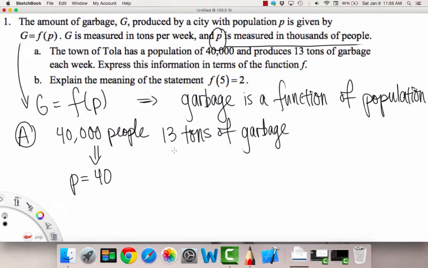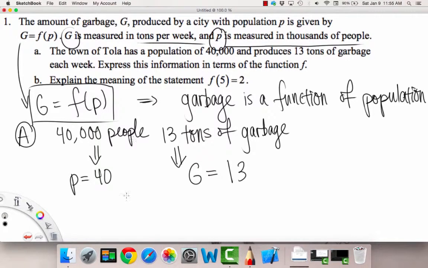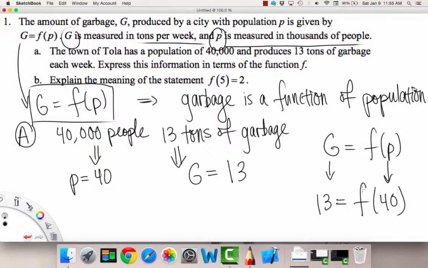Okay, so now let's look at our 13 tons of garbage. How would we represent this with G? That would be G is equal to, since G is measured in tons per week, we have 13 tons of garbage per week, so that just means G is 13. Now all we have to do is stick it into this form here. G is equal to a function of P, and we're just going to plug in 13 here. So we have 13 is equal to F of, and our P was 40. Okay, so 13 is equal to F of 40. Alrighty, and that's pretty much it for part A. Okay, so let's do part B on the next slide.